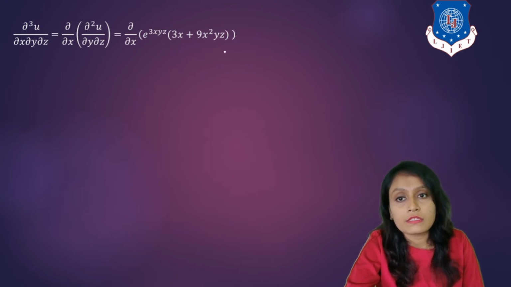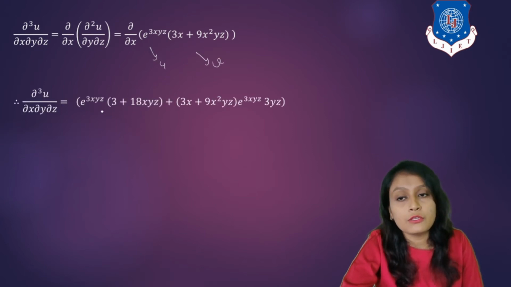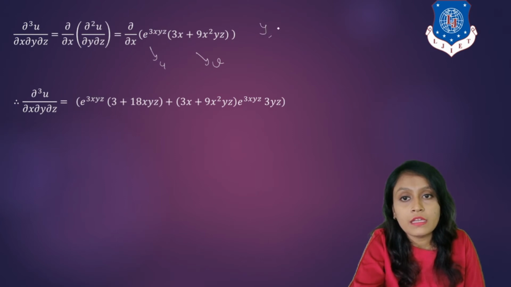So del by del x of this term. Now consider this term as u and this as v, and then we will apply the UV rule. So e raised to 3xyz as it is, times the derivative of v, that is 3 plus, here we are taking the derivative with respect to x. So y and z will remain constant.